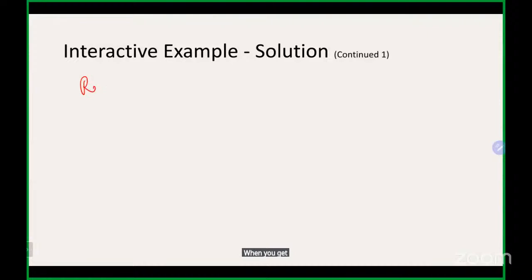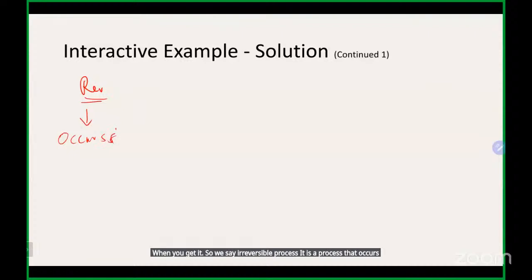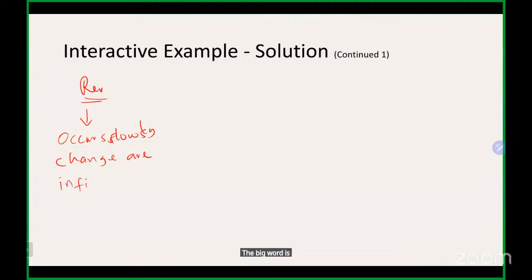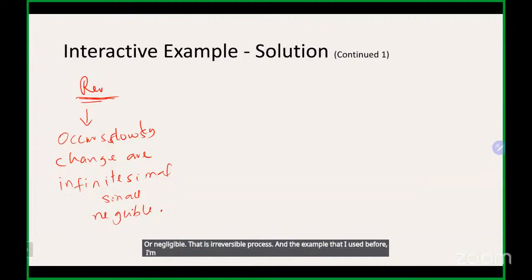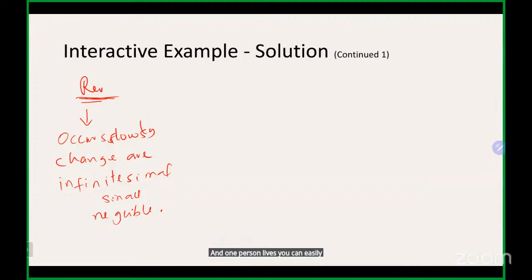So we say a reversible process is a process that occurs slowly. And there's this big word that we often use: infinitesimal, meaning small or negligible. That is a reversible process. And the example that I used before, I'm going to use it again. If you have a number of people in a place and one person leaves, you can easily bring back that person. That is a reversible process.